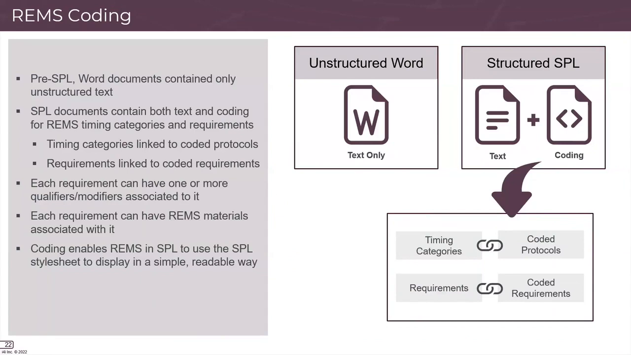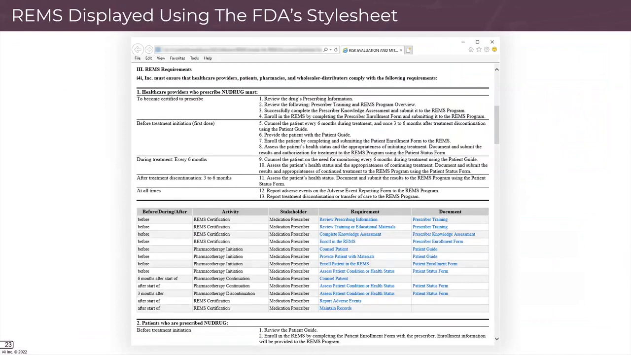Each protocol is coded, so is each requirement. Each requirement can also have further metadata that indicates if it should be delayed and by how long. And the materials are also directly linked to each requirement. And these relationships and the coding allow the REMS to be used by the downstream processes, including by style sheets. So there is an SPL style sheet that I think you're all familiar with. And the beauty of having REMS in SPL is that it can use the same style sheet. The content is formatted differently than the drug listing SPL because it's a very unique type of document.